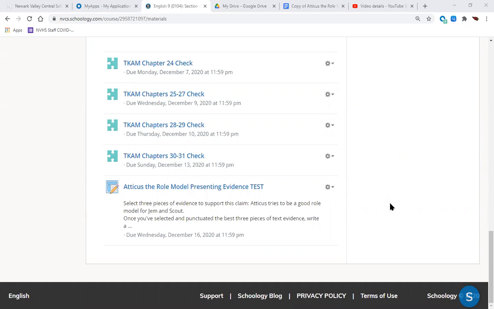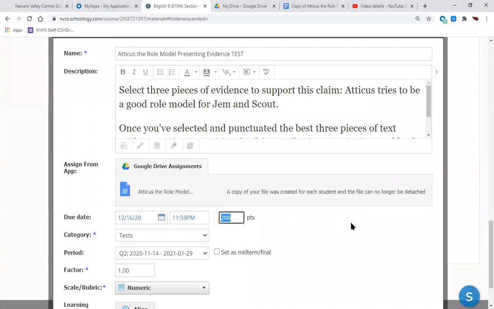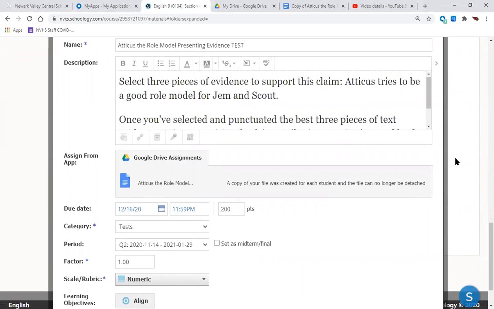Okay, I'm at the bottom of your English Schoology page. We're talking about the Atticus, the role model presenting evidence test. Capital T, capital E, capital S, capital T. It's a test. Really what that means is that it is worth 200 points instead of 100 points. So it's a double grade.